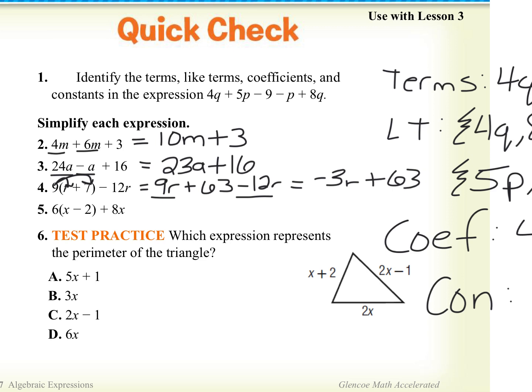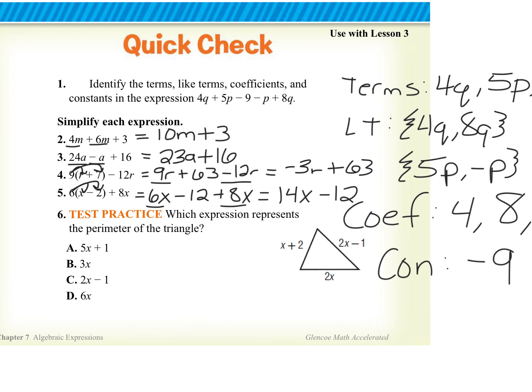Last one, number 5. We do what first? Combine like terms? Not yet. No. Number 5. Distribute first. 6 times x. 6x. And then we have 6 times -2. -12. Tag along plus 8x. Now we do what? Yep. 6x plus 8x. 14x. And then we have minus 12. Nice job. Any questions over the quick check before we move on?